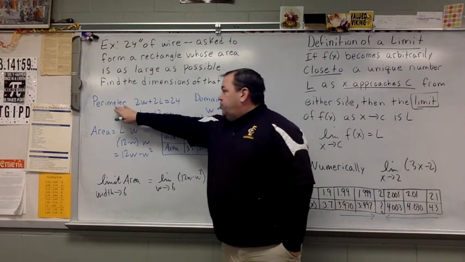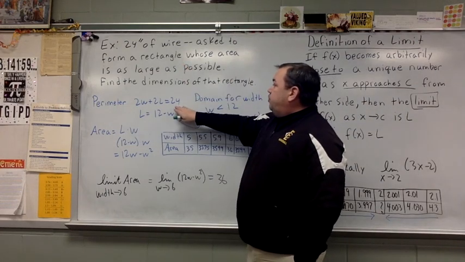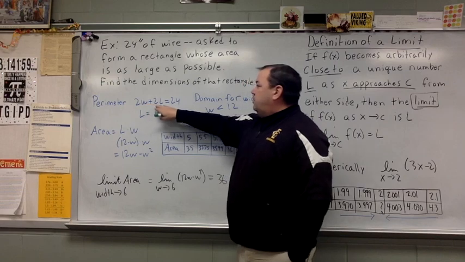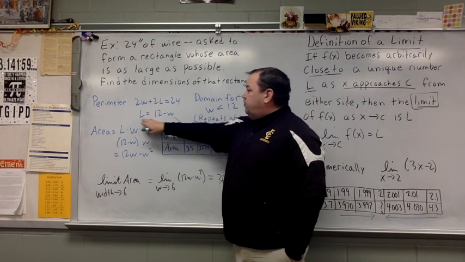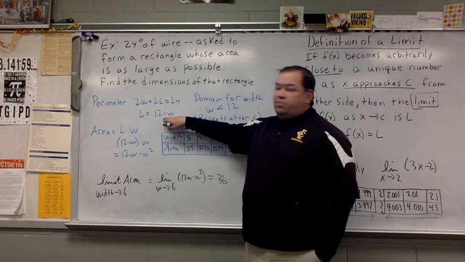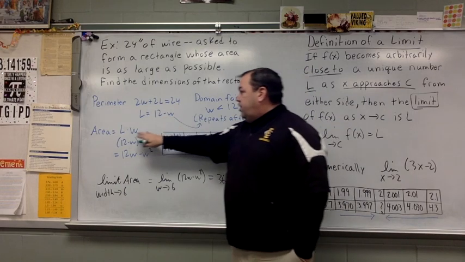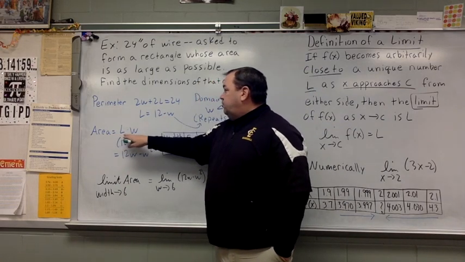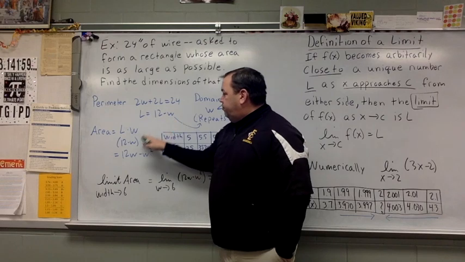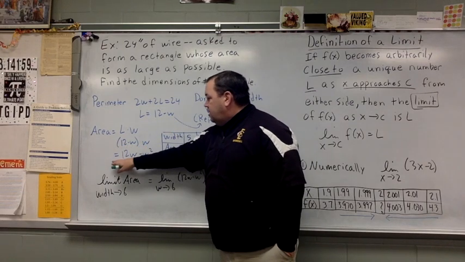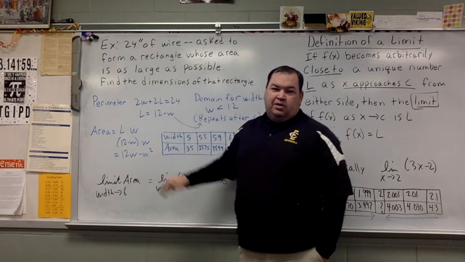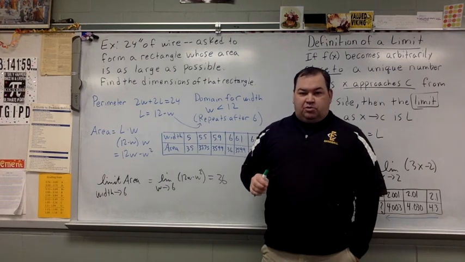So we start out with our perimeter, because that's what we know for 24 inches: 2 widths plus 2 lengths. I decided to solve this for length, 12 minus w. That way, when I do my area formula of length times width, and I substitute 12 minus w in for length, here is my area formula: 12w minus w squared.